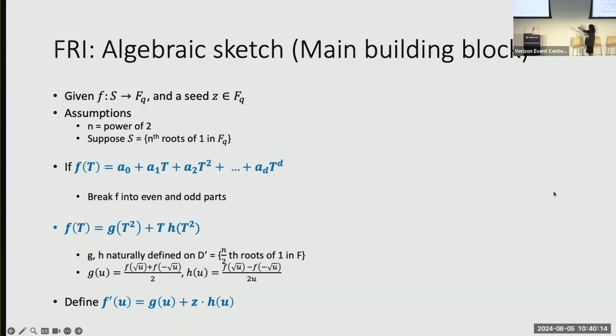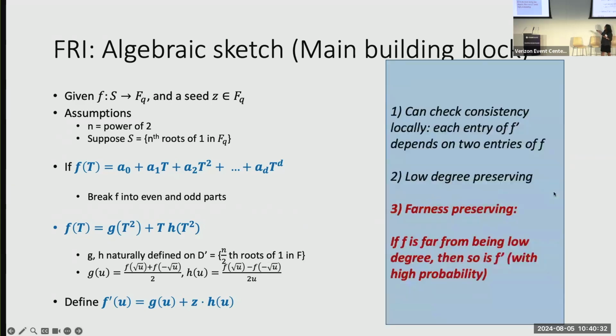Good. So what we're going to do is take g and h and take a random linear combination of g and h and call that the polynomial f prime, which is now another degree d over 2 polynomial, a single degree d over 2 polynomial that you derive from f. And what goes on in FRI is we want to check proximity to low degreeness of f. In one round, you can reduce it to checking low degreeness of f prime. And this transformation from f to f prime, there's locality. You can check consistency locally. It's easy to see that f is low degree if and only if g and h are low degree.